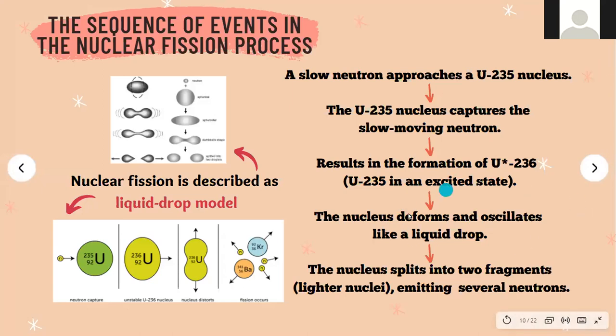This is why they say it's like a liquid drop model. You can see a dumbbell shape over here right before it splits. That's why they say it's like a liquid drop. Then the nucleus will split into two fragments, which will be lighter in mass. Then it will also emit several neutrons, so it's two or three neutrons.